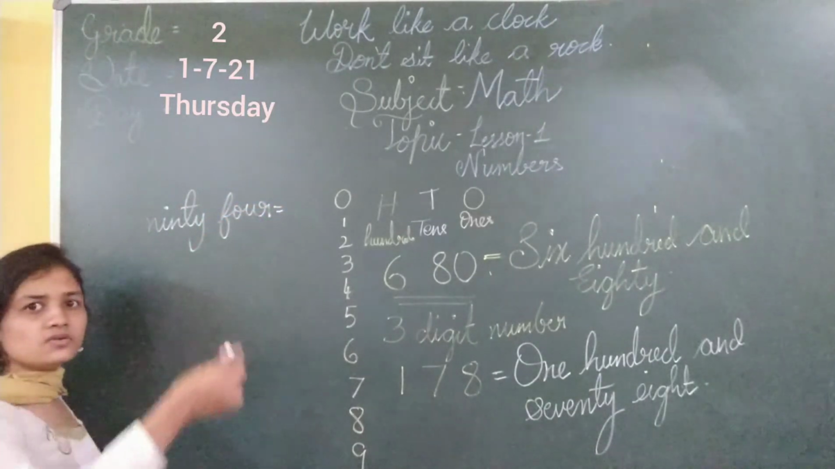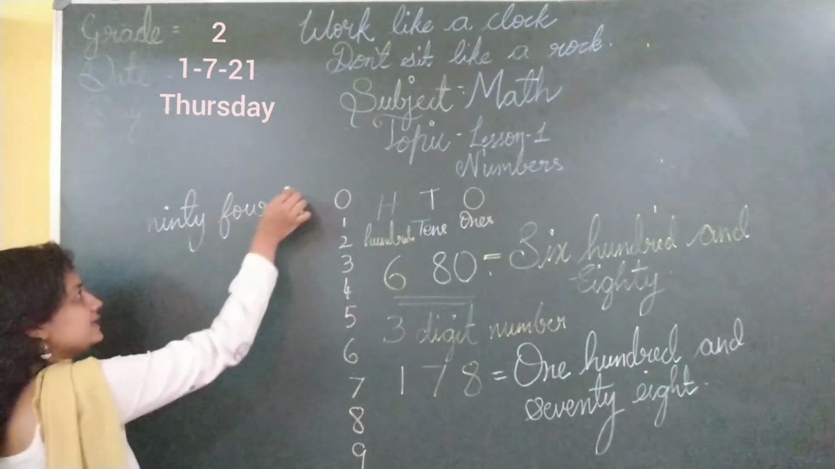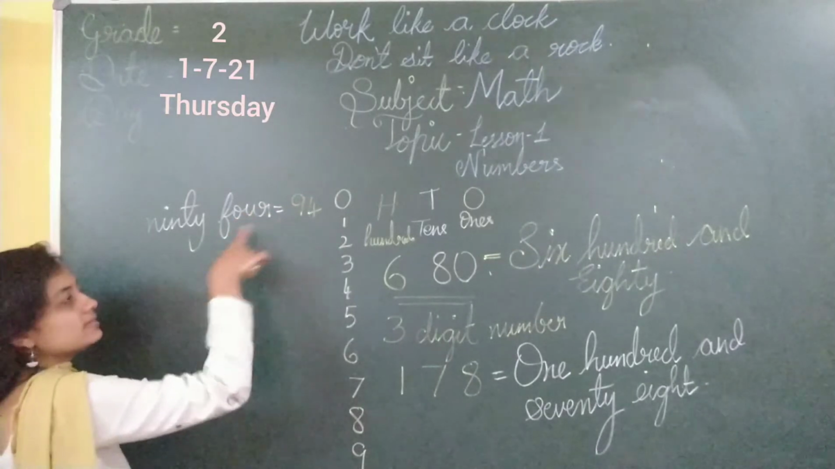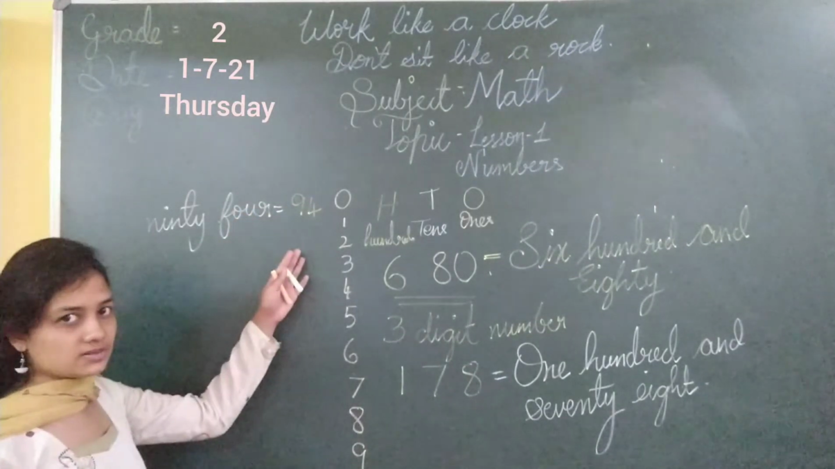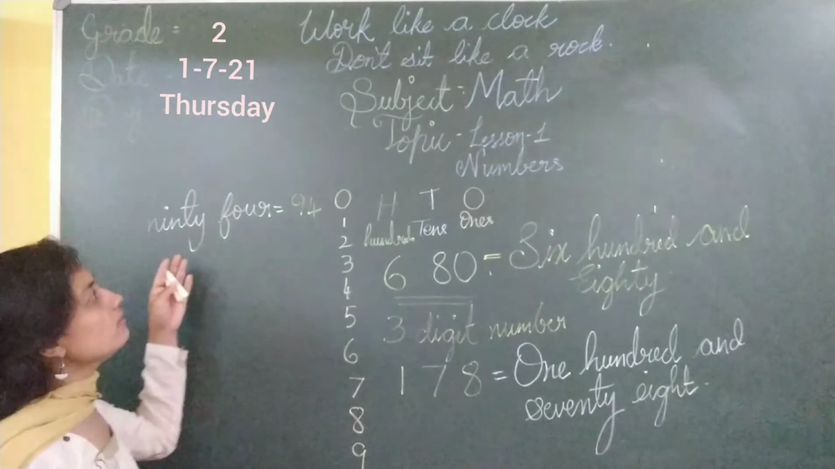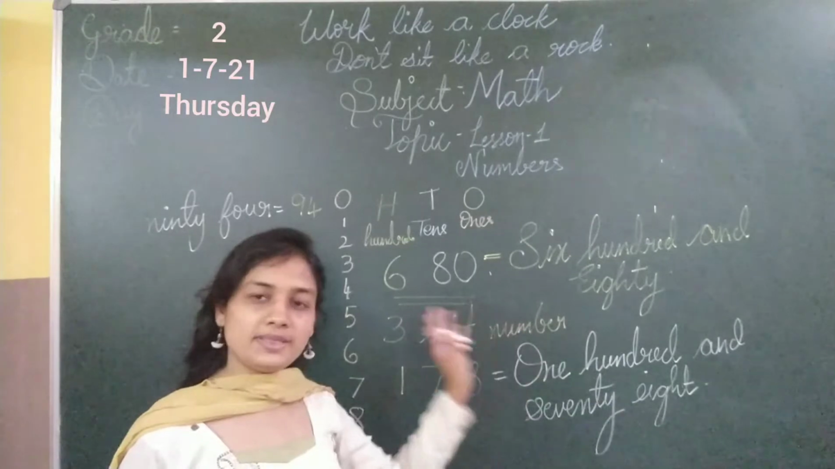This is 94. How do you write 94? Use 90 in the next place, so 4, 94. 94 can be written like this. So you know the number 94, right? Good. So we know how to write the number in number names and how to write number names in numbers.